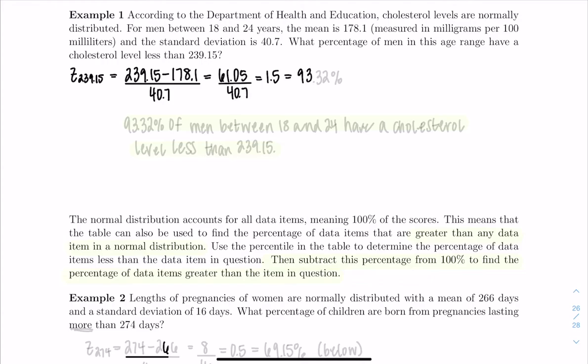And so going up to the table, you'll look for 1.5, and this gives us 93.32%. And so what this means is 93.32% of men between 18 and 24 have a cholesterol level less than 239.15.